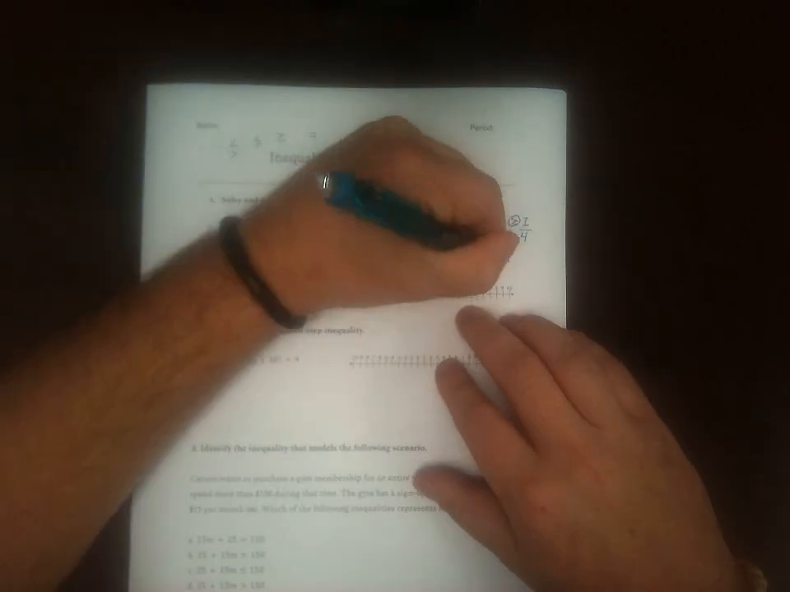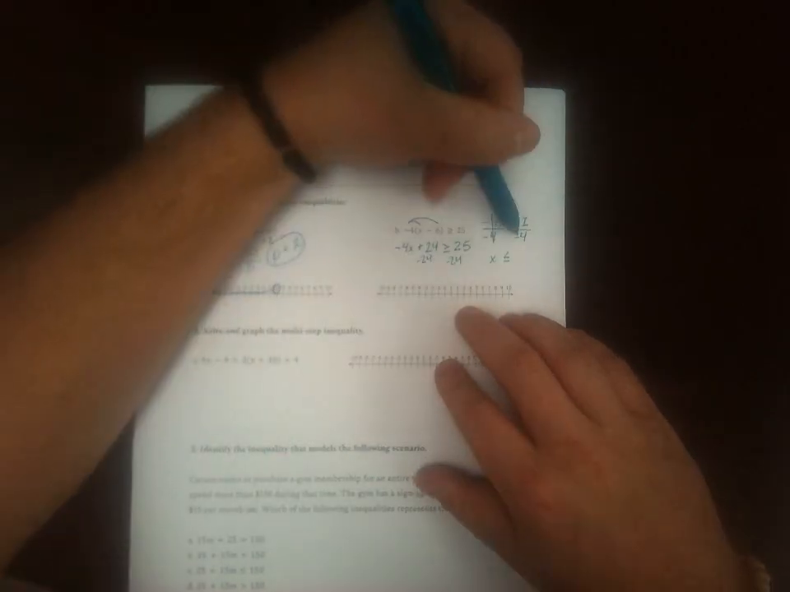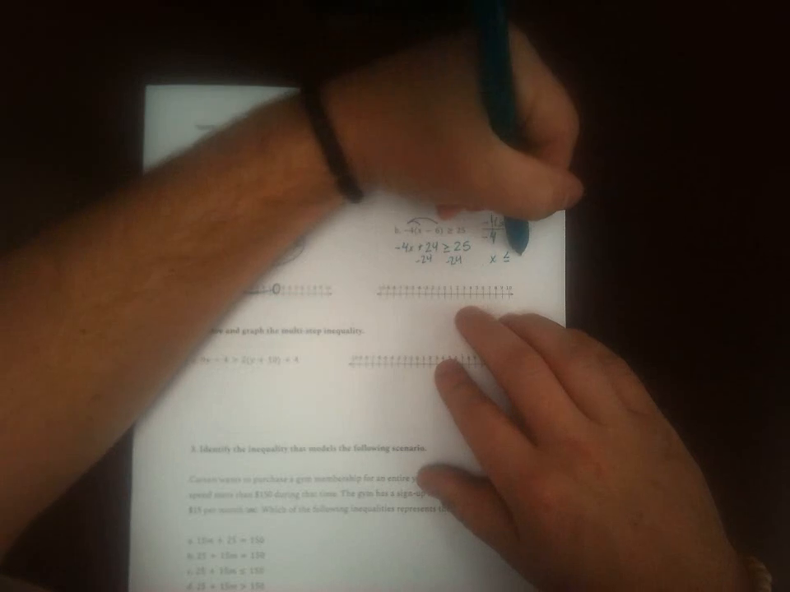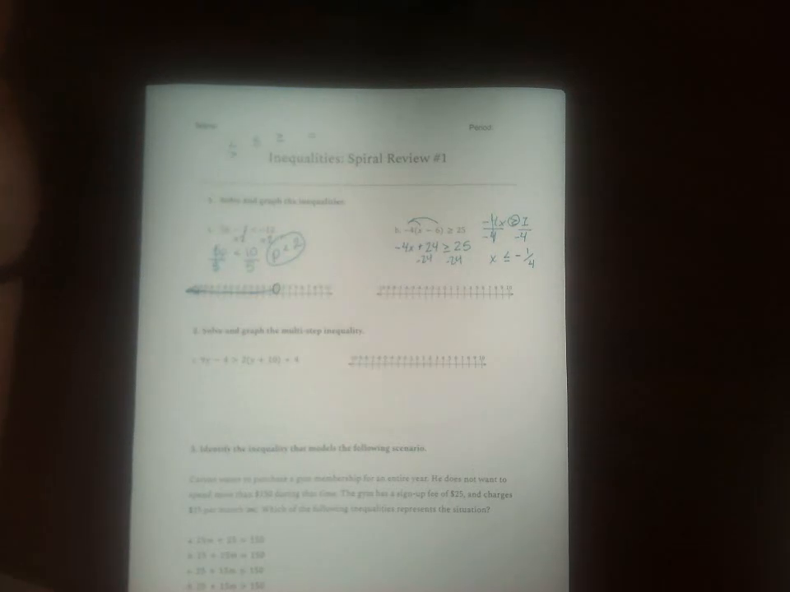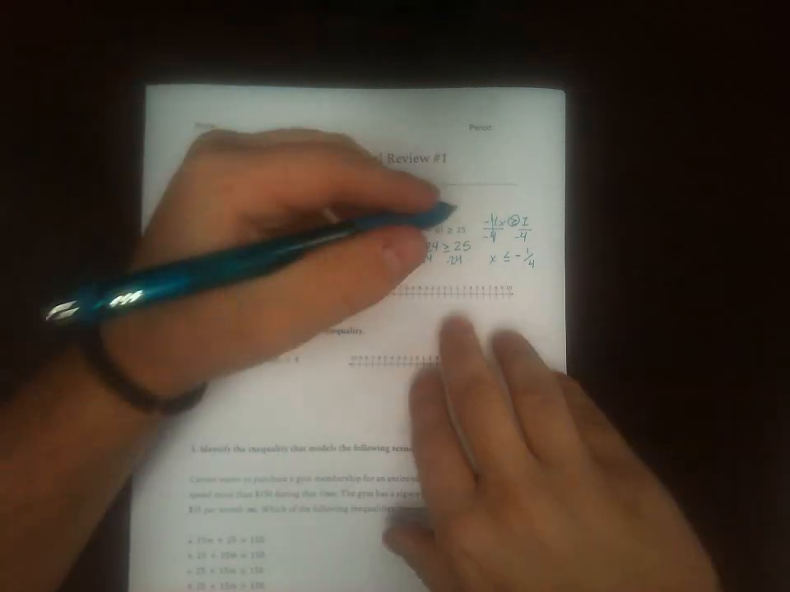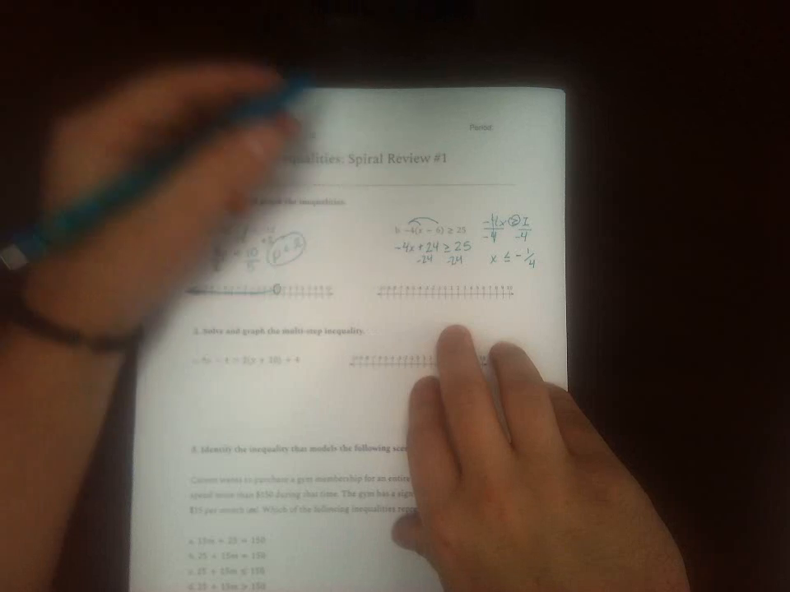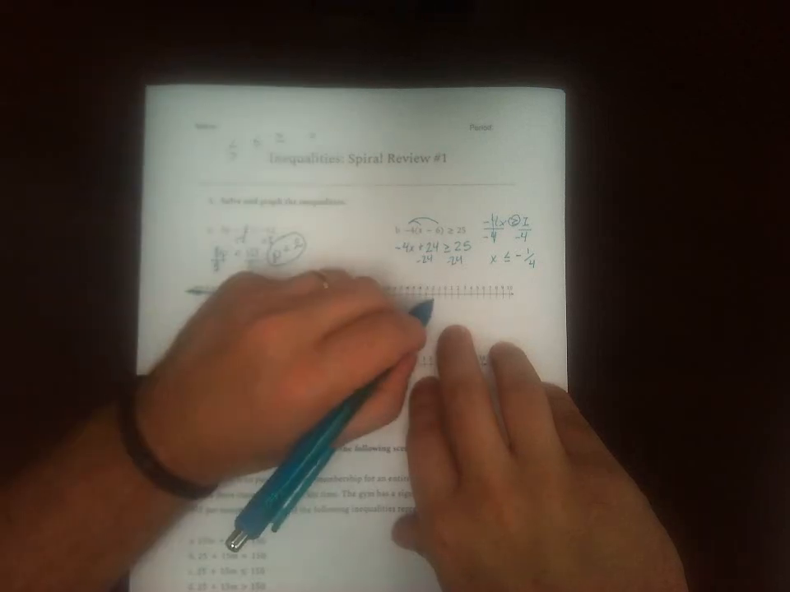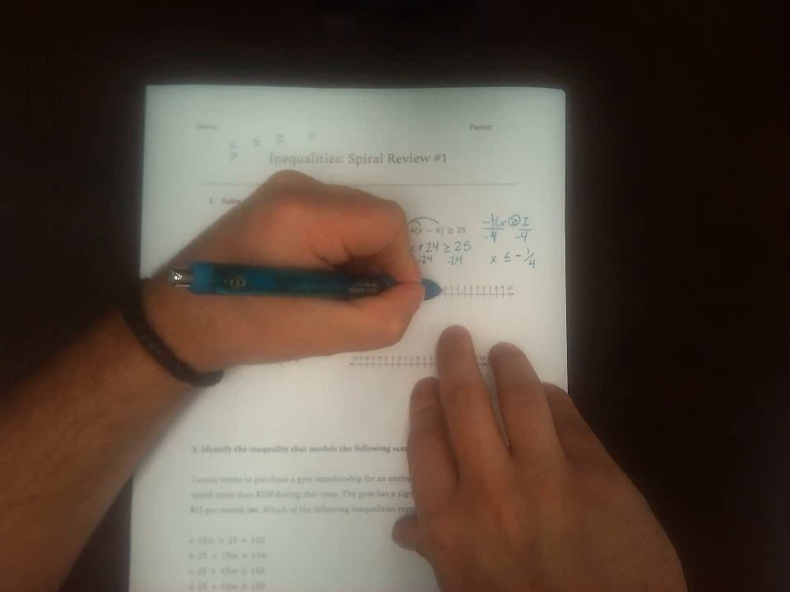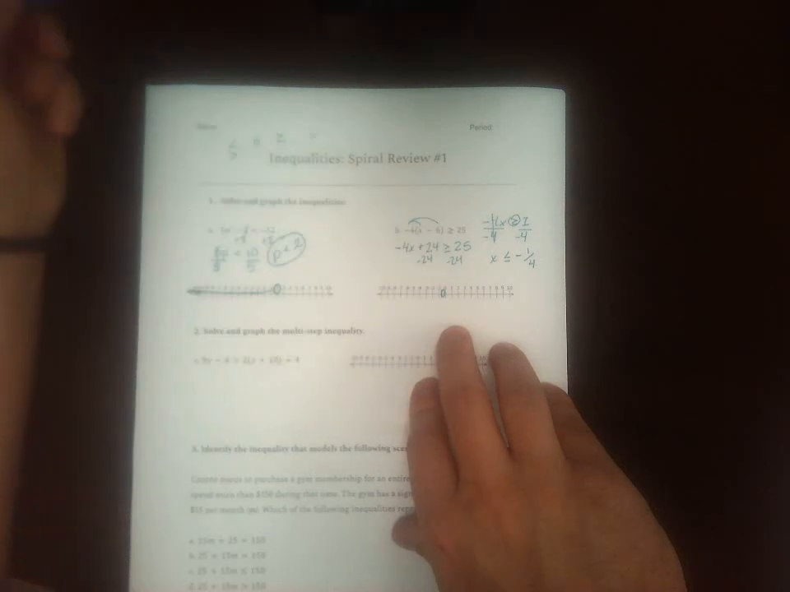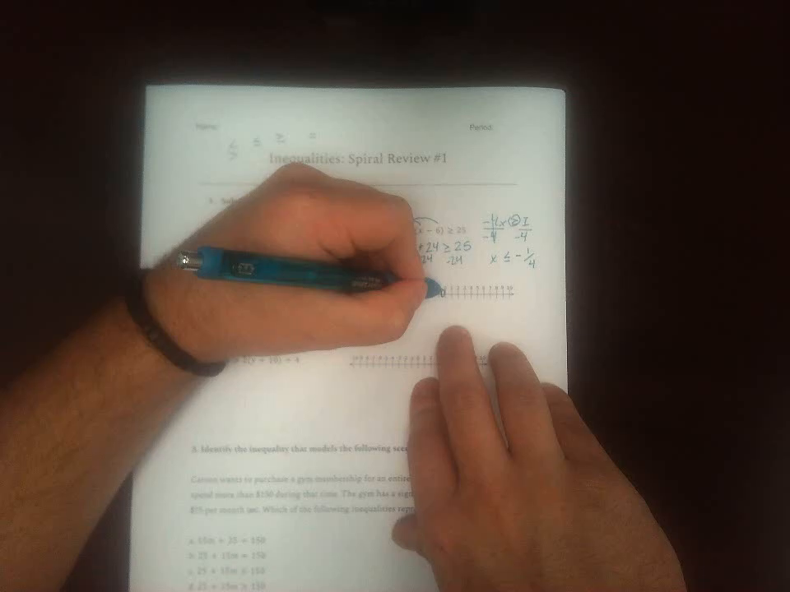So we get x is less than or equal to. Now, when we have a negative on the bottom, just move it out in front of the fraction. So x is less than or equal to negative 1 over 4. Now on the number line, negative 1 over 4 is not between negative 1 and 2, it's between 0 and negative 1, and it'll be very close to 0, so about right here.